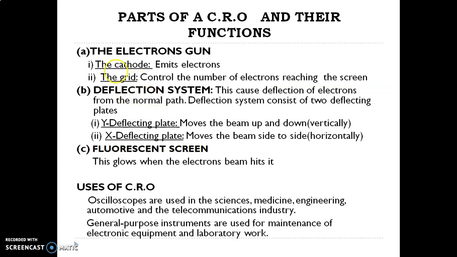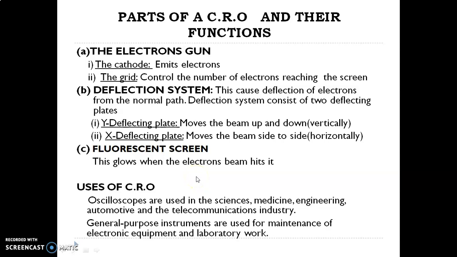In the deflection system, once the electrons are emitted from the electron gun, they should be deflected. But how can they be deflected? You have two ways of deflecting these electrons, horizontally or vertically. Here we get the Y plate and the X plate. The Y deflecting plate moves the beam up and down, vertical motion of the beam. The X plate moves the beam side to side, horizontal. After the movement of these beams, they reach the last part, the fluorescent screen. This glows when the electron beam hits it.